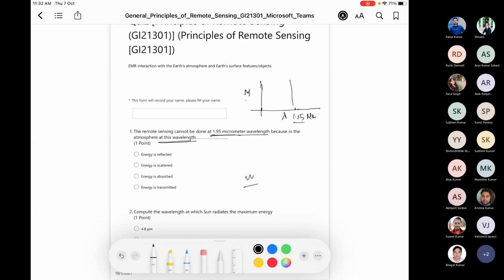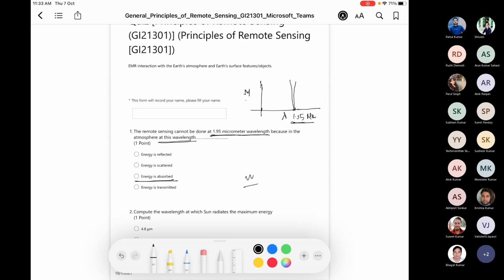So at 1.95 micrometer, there is a valley, and it is the water absorption band. So there could be a query like, in this case, the correct option is energy is absorbed. Another query can be formed like which phenomenon is responsible for this, whether it is scattering or absorption.